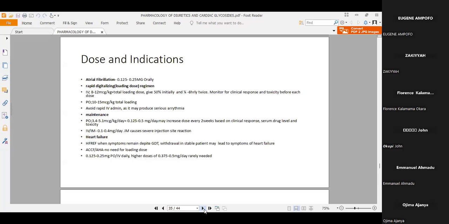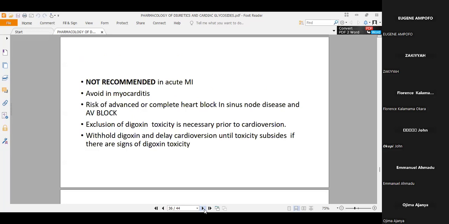It is used in patients with AF and refractory heart failure, when you have used the optimum dose of guideline-directed medical therapy and there is no response. It is not recommended in patients with acute MI. It should be avoided in patients with myocarditis. There is risk of advanced or complete heart block in sinus nodal disease or AV block. Digoxin should be withheld in patients with previous digoxin toxicity; we have to monitor them and withhold the medication.